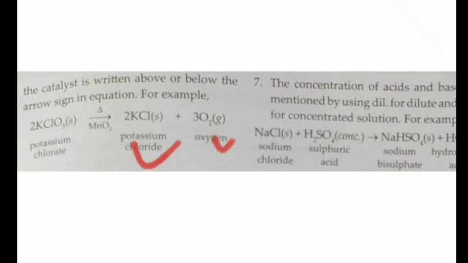Is that clear? Then the concentration of acids and bases is mentioned by using dilute for dilute and concentrated for concentrated solution. For example, in this reaction, NaCl and sulfuric acid then give you NaHSO4, which is a solid, and a liquid. So whether the acid is dilute or concentrated, this is mentioned in the bracket.